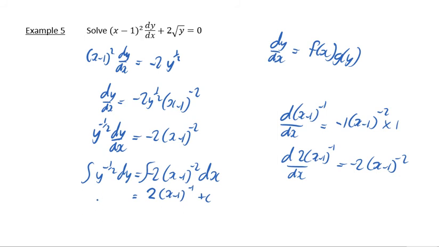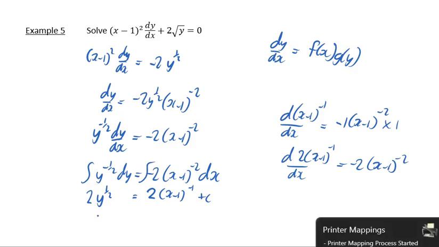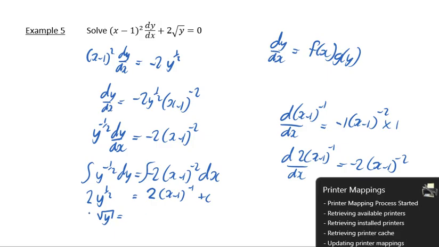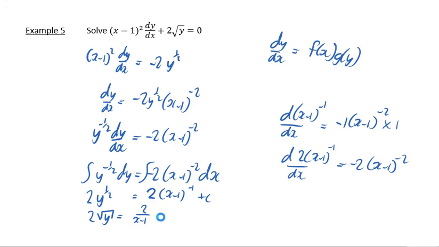Left-hand side is a wee bit easier. Raise the power by 1, you'll go up to y to the power of a half, and dividing by a half is the same as multiplying by 2. What we have then, I'll write that as 2 times root y, equals 2 over x minus 1, plus your constant of integration. And you could write that as root of y is equal to 1 over x minus 1, and then plus your constant of integration as well.